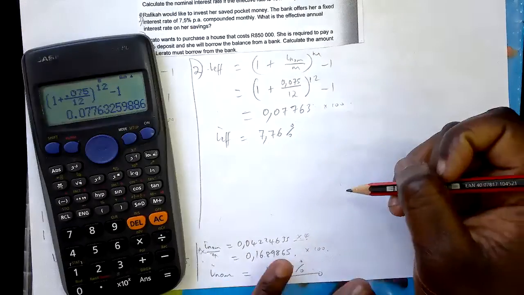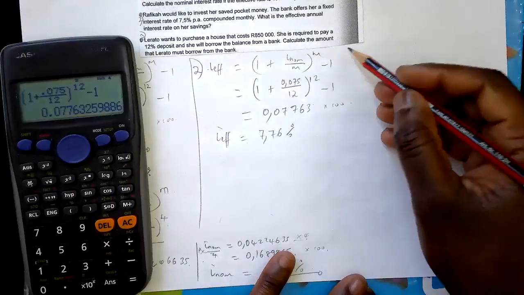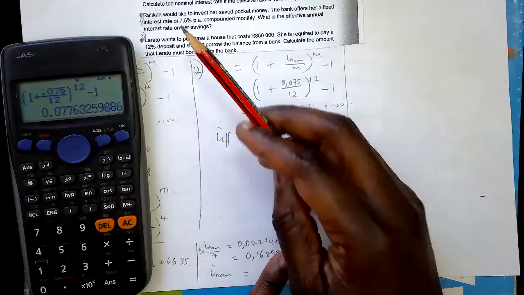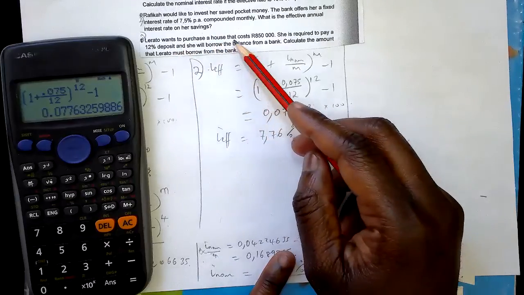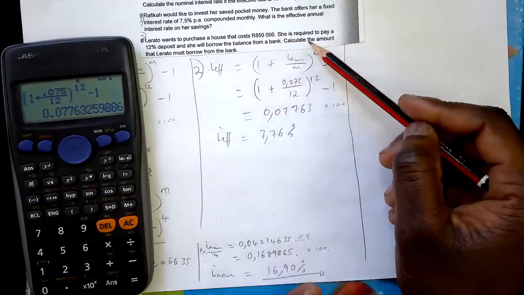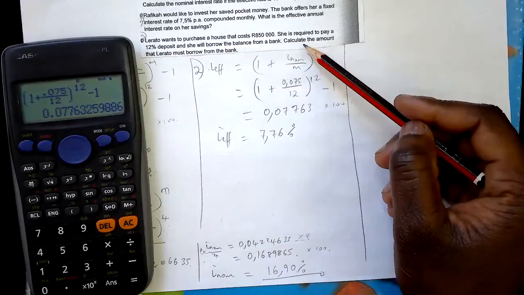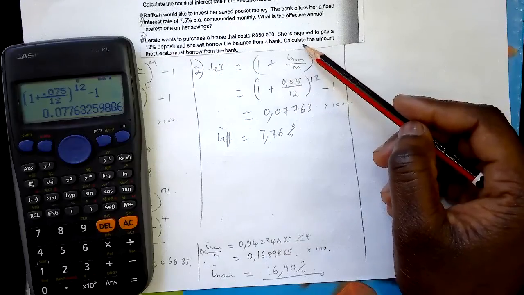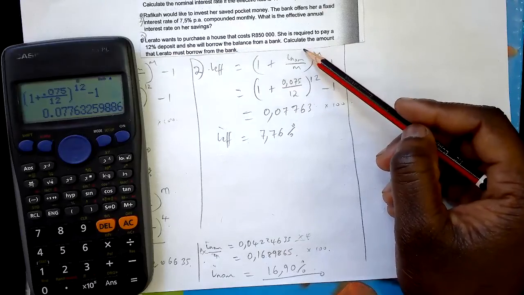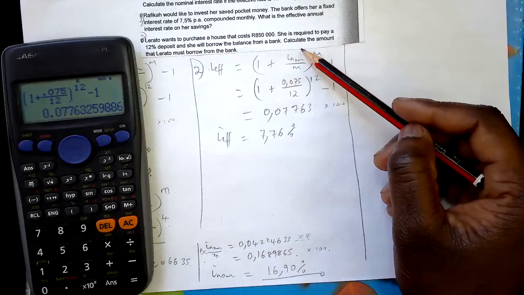Okay, so remember that. Now let's move on to question 3. Lerato wants to purchase a house that costs 850,000. She is required to pay a 12% deposit, and she will borrow the balance from the bank. Calculate the amount that Lerato must borrow from the bank.